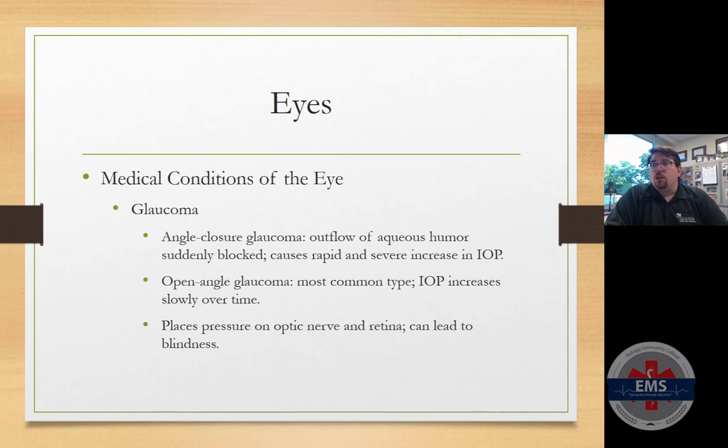Angle closure glaucoma, this is where the outflow of aqueous humor is suddenly blocked. It causes a rapid and severe increase in intraocular pressure. That rapid increase leads to potential damage to the optic nerve and the retina, and when that happens, blindness can be almost immediate and permanent if it's not corrected shortly.